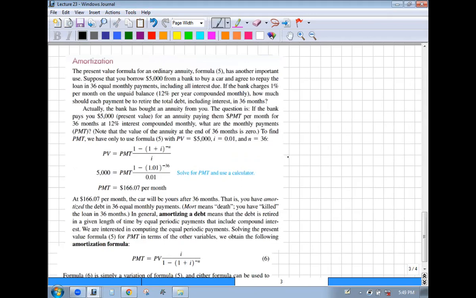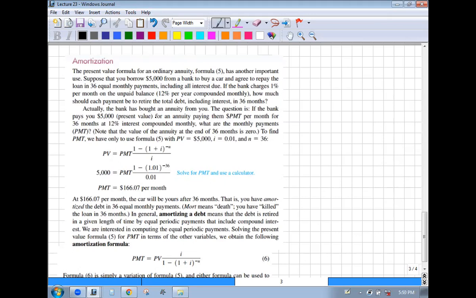This is an amortization. We're still using the same formula. The present value for an ordinary annuity has another important use. Suppose you borrow $5,000 from a bank to buy a car and agree to repay the loan in 36 equal monthly payments, including all interest due. If the bank charges 1% per month on the unpaid balance, how much should each payment be to retire the total debt, including interest, in 36 months?